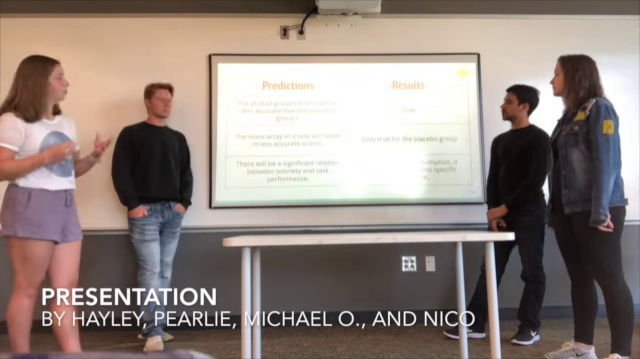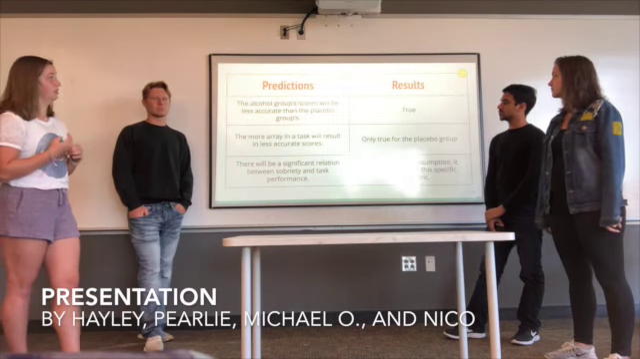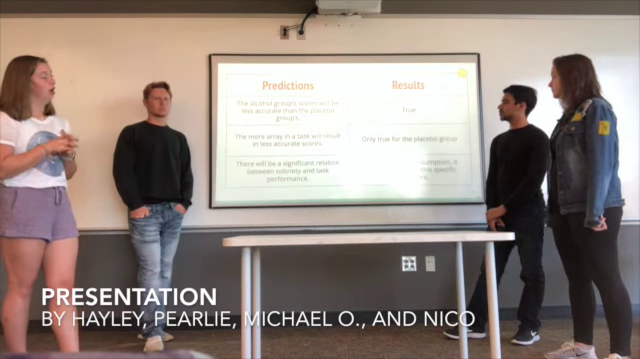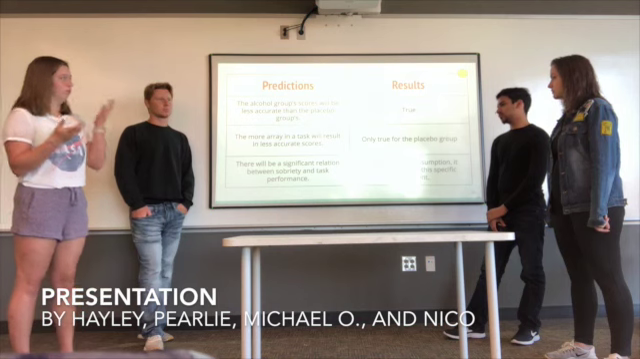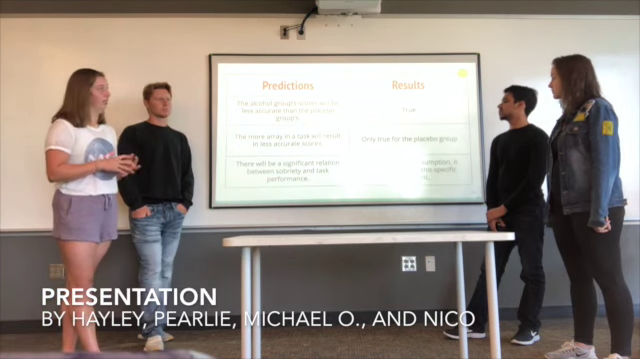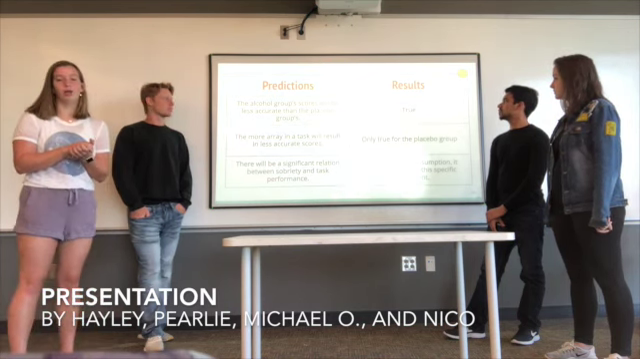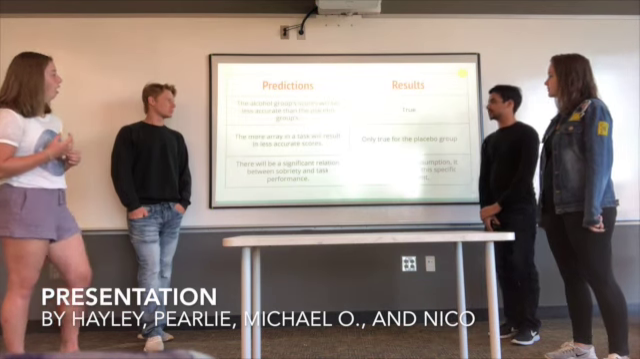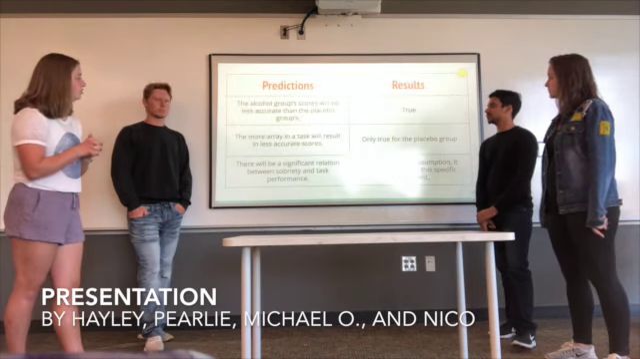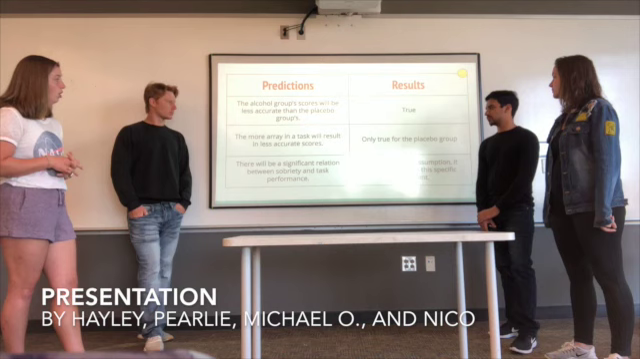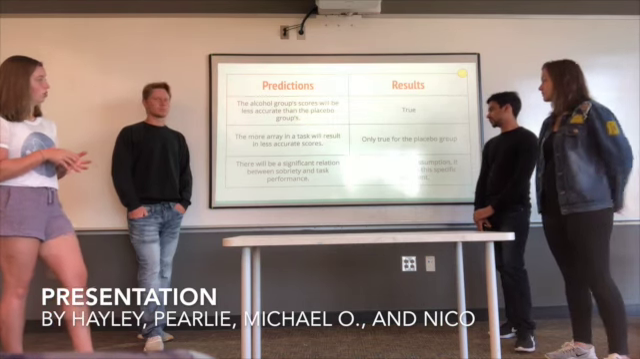The alcohol group score will be less accurate than the placebo group's, which was actually the only true hypothesis that they made. The second one that they did was that the more array in a task will result in less accurate scores.